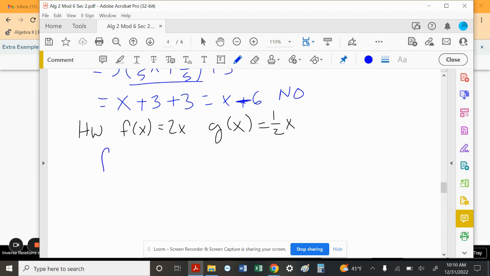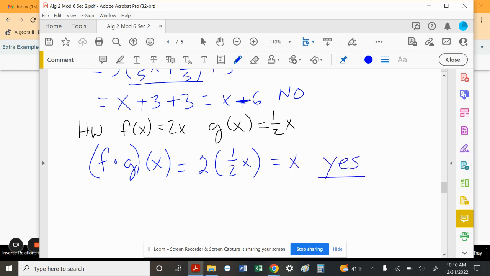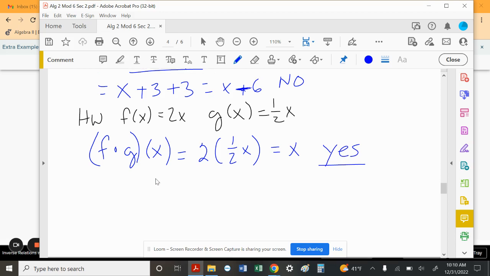So we want to find f of g of x. That just means we do 2 times 1/2 x, and 2 times 1/2, of course, is just 1. So it's just x. So this one would be yes, they are inverses of each other. Now we could do g of f of x, which would be 1/2 times 2x. So we plug in the other one in there, and that just equals x.